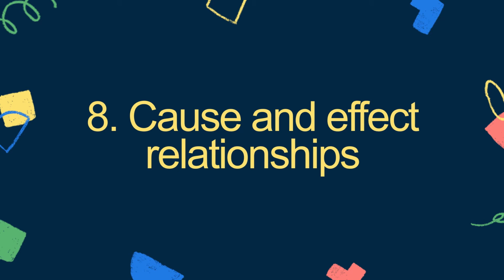Number 8, cause and effect relationships. Cause and effect relationships are very effective in proving an argument. It gives us a vision of what is going to happen if we choose something over another. This is the reason that we have to look for the relationship that exists between the cause and effect presented.